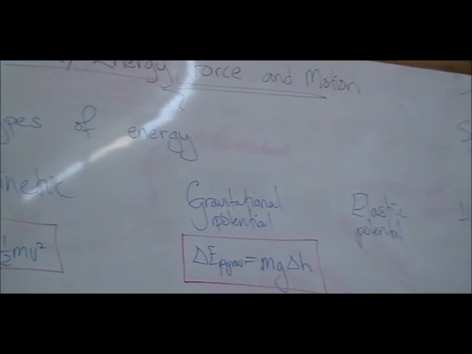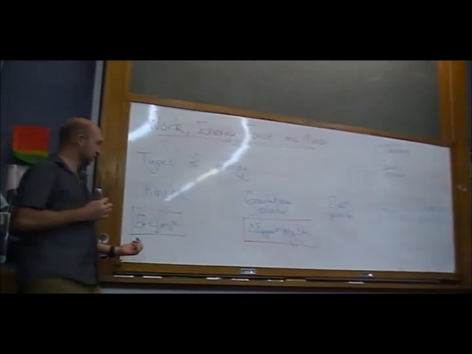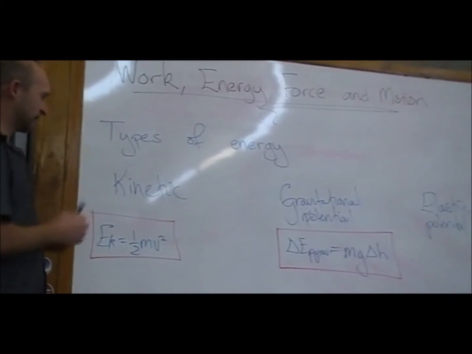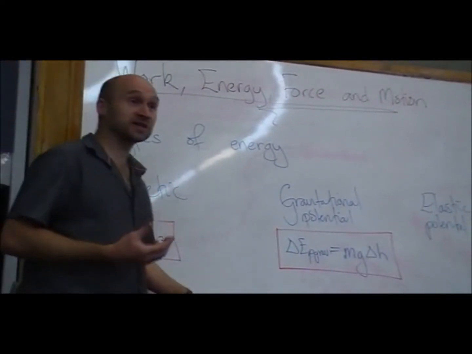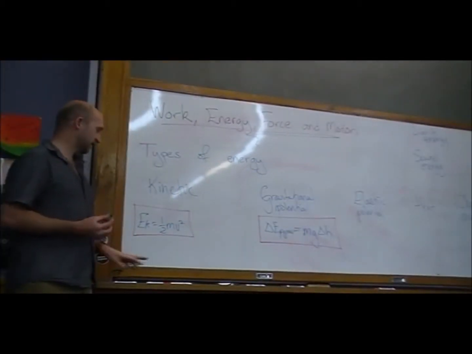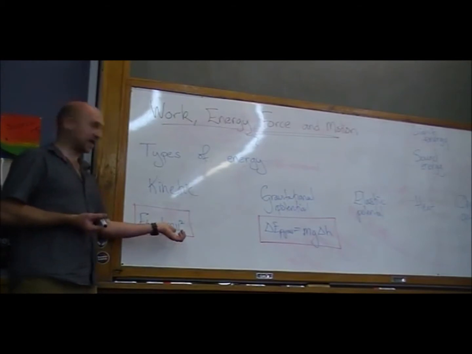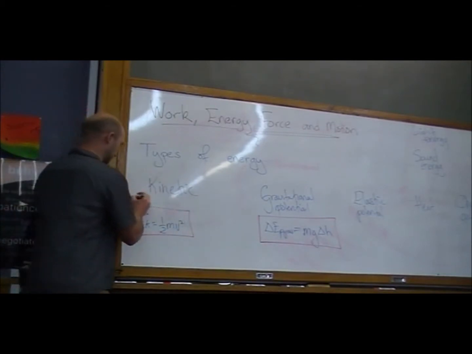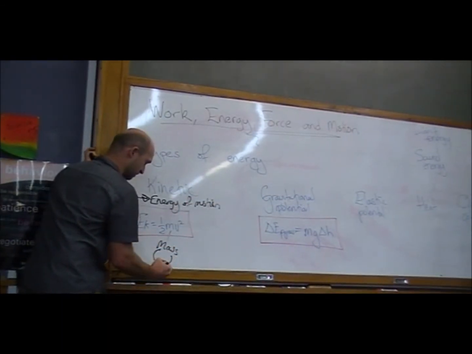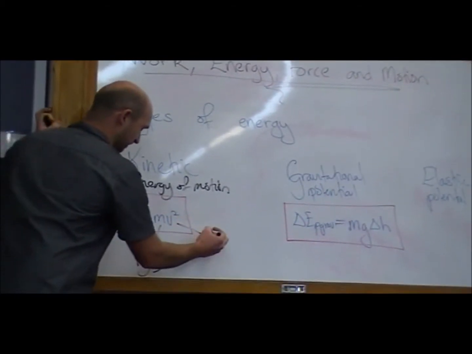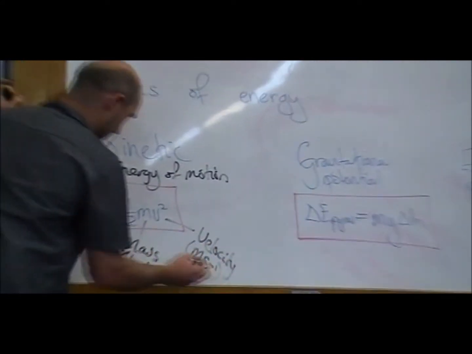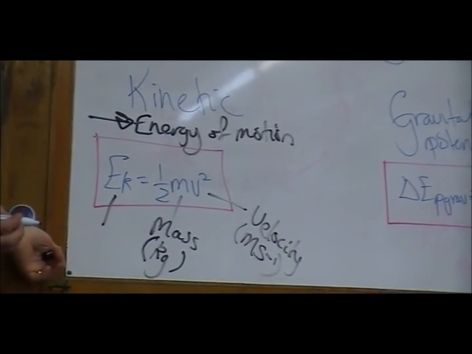Okay, types of energy we need to know this year. The only two that we have to be able to calculate are kinetic and gravitational potential energy. Kinetic energy, we think about it as being the energy of motion. So when something is moving, its energy depends on its mass and on how fast it's moving. Mass is measured in. Velocity is measured in. Kinetic energy is measured in.